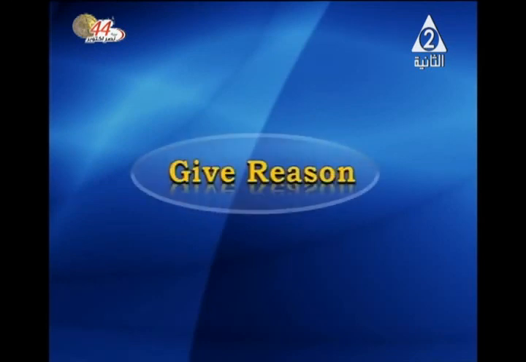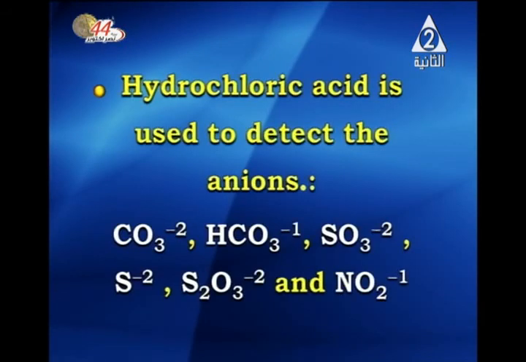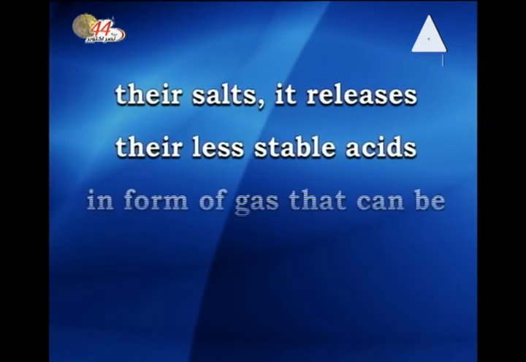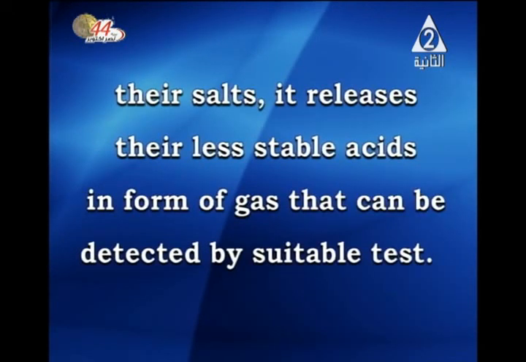Now, my dear student, we discuss another type of question, which is give reason for. Hydrochloric acid is used to detect the anions carbonate, bicarbonate, sulfite, sulfide, thiosulfate and nitrite. The answer is because hydrochloric acid is more stable than the acids of these anions, so when it reacts with their salts, it releases their less stable acid in the form of gas that can be detected by a suitable test.